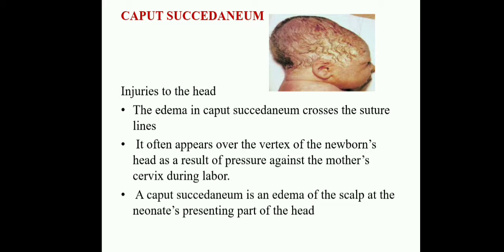It often appears over the vertex of the newborn's head and results from pressure against the mother's cervix during labor. Because of pressure during the second stage of labor, when the head is passing and some delay is there, the fetal head may accumulate edema. So it is called caput succedaneum. A caput succedaneum is an edema of the scalp at the neonate's presenting part of the head. Okay, this is about caput succedaneum.